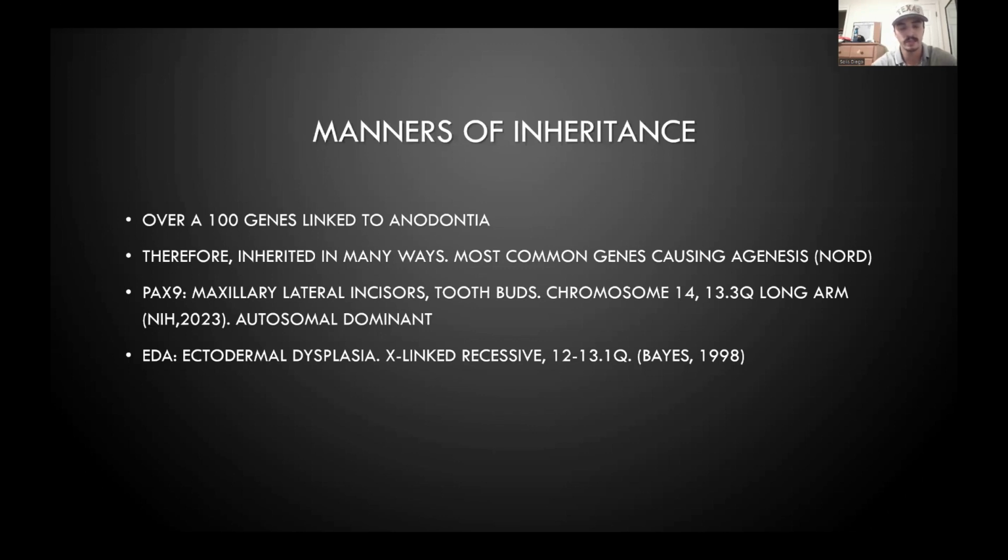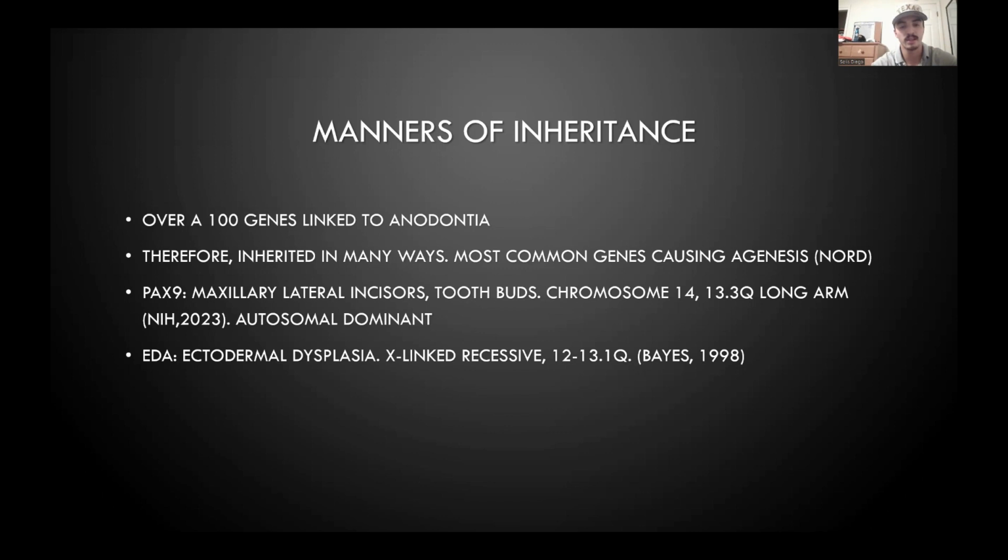Moving on to the matters of inheritance, there are actually over 100 genes related to anodontia. I will go over the two that I found the most important, since they are the ones that cause a lot of the teeth to go missing. The first one is PAX9. It causes the maxillary lateral incisors to go missing. So if you go from the right to the left, I'm sorry, it's number 7 and 10.